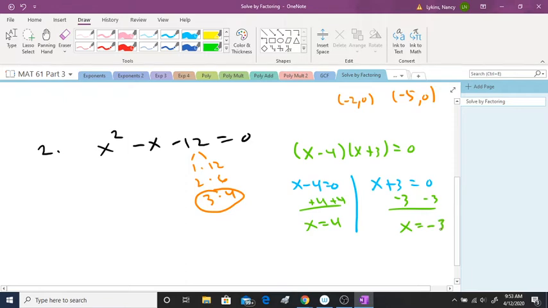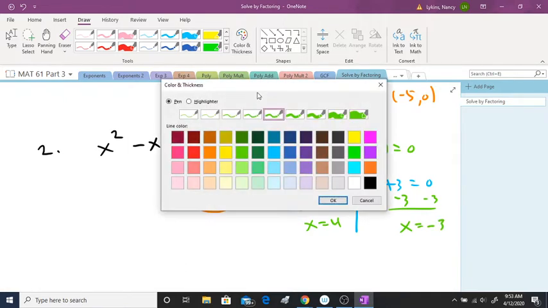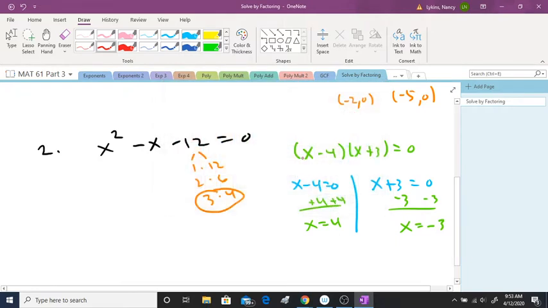X equals -3. Now notice something with my answers. You want to look at the parentheses right here. If you put that 4 minus 4, it's 0, and -3 plus 3 is 0.